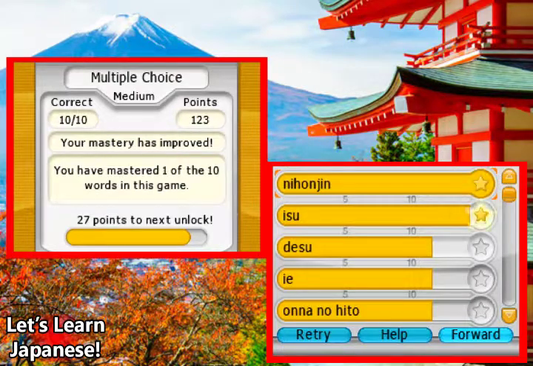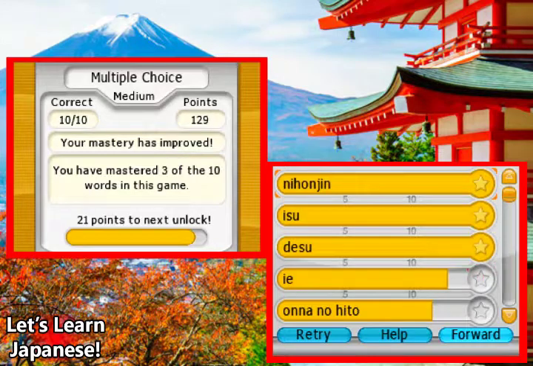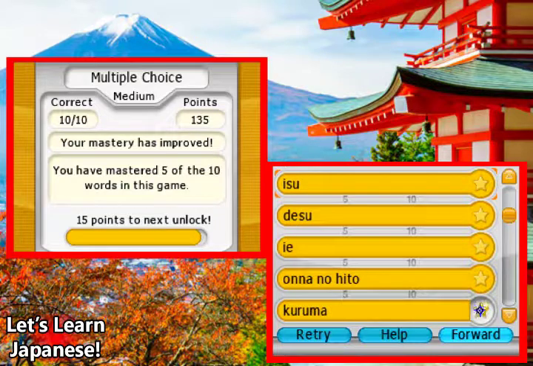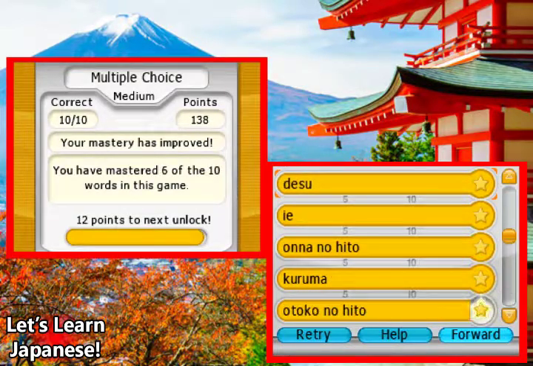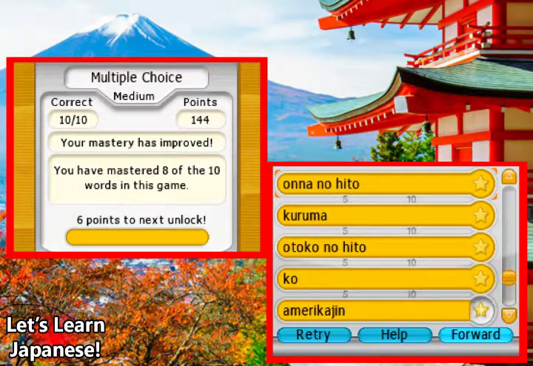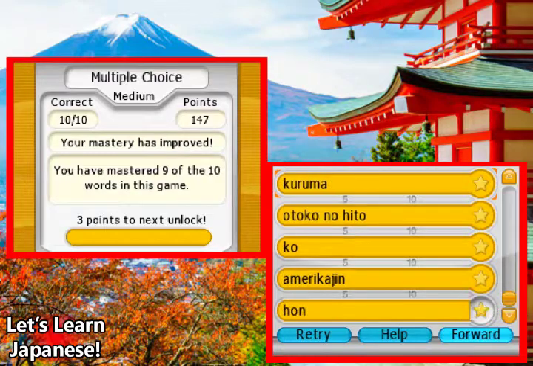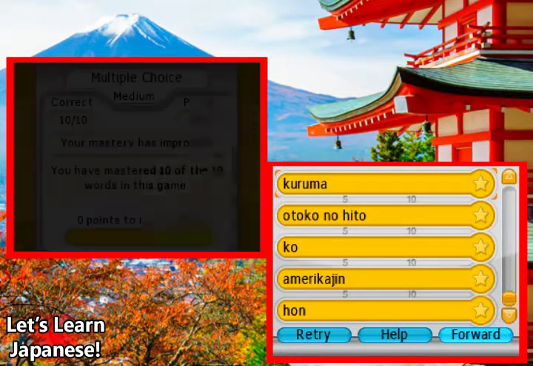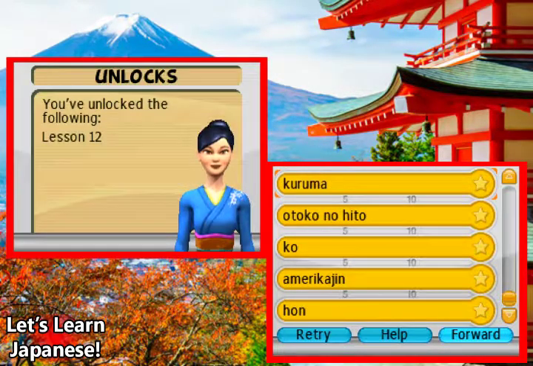Nice. Fireworks. We get the sound effect and the old-timey look. It very much reminds me of old PC games with the goofy little visual effects. You can see every little pixel of those particles. And we've unlocked the next lesson now for mastering all the words.